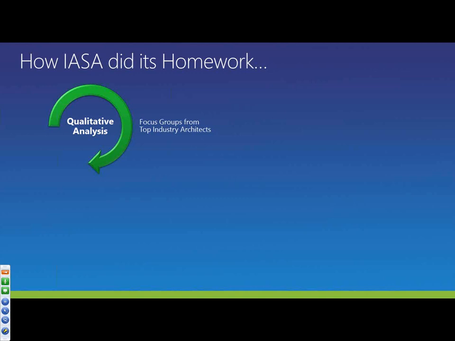Then we said, okay, so you guys are calling architecture these 5 things, basically. Let's now take it and do a quantitative analysis. So we take these 5 things and we throw it out to the members in a survey. Of the 50 or 60,000 members, 7,000 were surveyed. And we said, vote on these things as to how important they are.